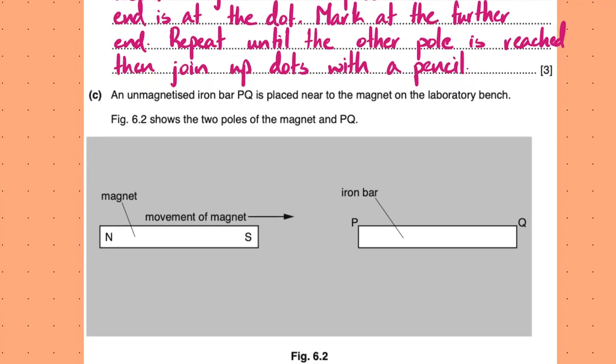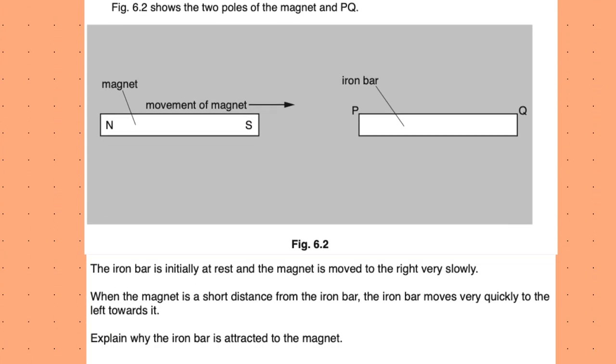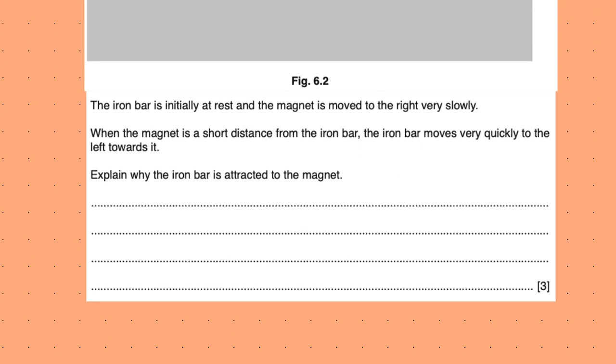An unmagnetized iron bar PQ is placed near to the magnet on the lab bench. 6.2 shows the pole of the magnet and PQ. So this is the magnet. This is moved like this. This is the iron bar. And then the question says this: the iron bar is initially at rest and the magnet is moved to the right very slowly. When the magnet is a short distance from the iron bar, the bar moves very quickly to the left towards it. Explain why the iron bar is attracted to the magnet, right?